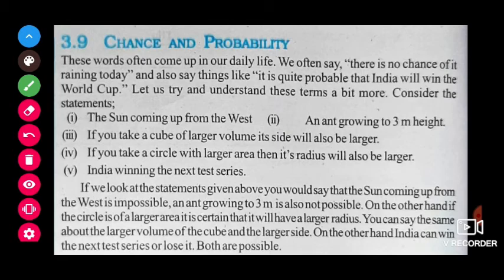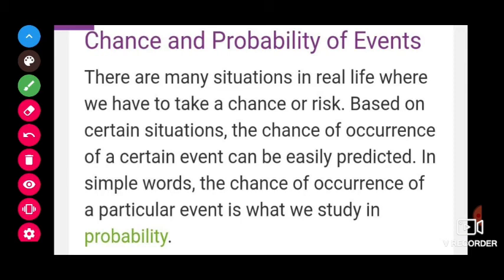So that type of thing is called a certain thing. Now we will see chance and probability of events. Children, probability is based on the favorable outcomes related to the occurrence of that event.